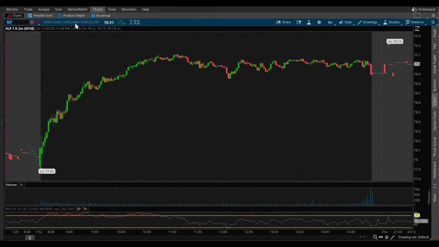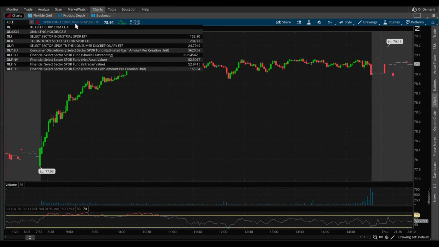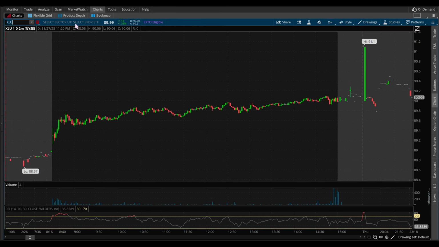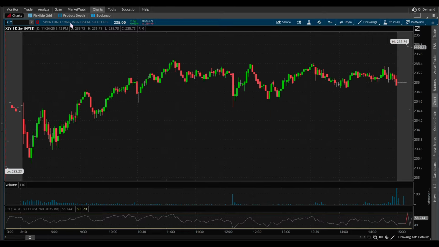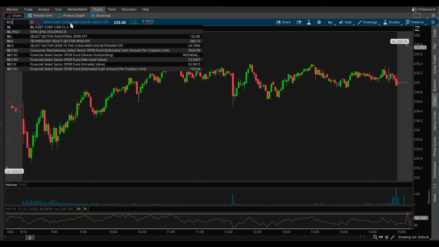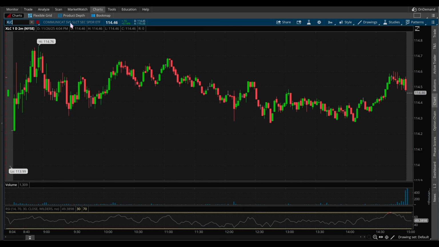XLP is going to be consumer staples. XLU, of course, is utilities. XLV, of course, is going to be healthcare. And then XLY is going to be consumer discretionary. So this falls under the category of anything under entertainment, like retail, travel, all that good stuff. And then XLC is going to be communications. So any type of media, social platforms, telecom, all of that will fall under this category.